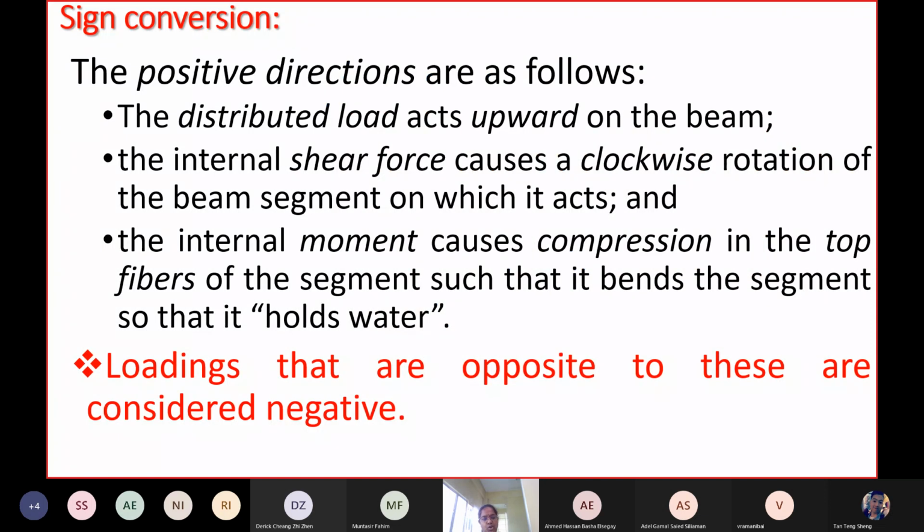For pure bending, the calculation of pure bending, we are going to have this type of sign convention, positive and negative. This is positive, the reverse is negative. Okay, what are all positive? Let's go through one by one.